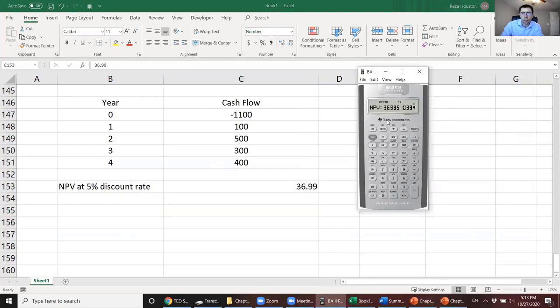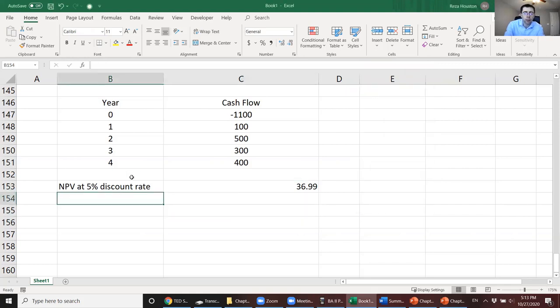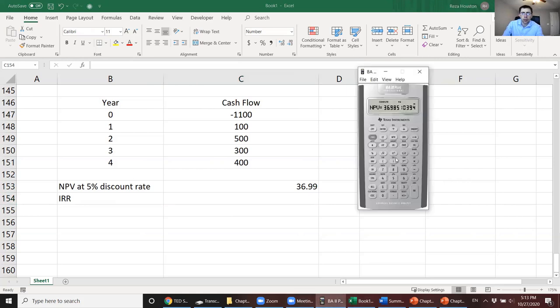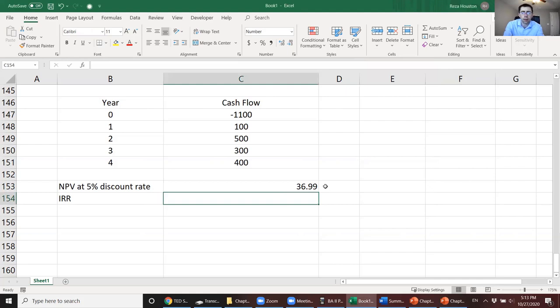So what this really says is that if we take on this project, it will add $36.99 of value to our company. Essentially, the incremental cash flows are worth $36.99 over the life of this project, discounted back to the present. Next, let's get our IRR, our internal rate of return. Now that you've got the cash flows entered here, all you have to do to get the IRR is click the IRR button, hit compute, and there we go, 6.29%.